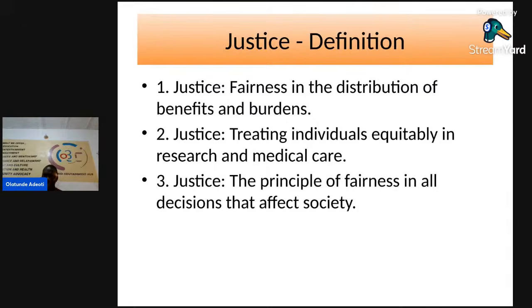So what we are saying is that we must respect it. It is part of the principles of bioethics. Justice is part of it: the principle of fairness, fairness in distribution of burden and benefits, treating others equitably in terms of research and in terms of medical care. There are some research topics whose thought is always for the rich, with nothing to alleviate the suffering of the poor. That is injustice, and that is exactly what we are saying.